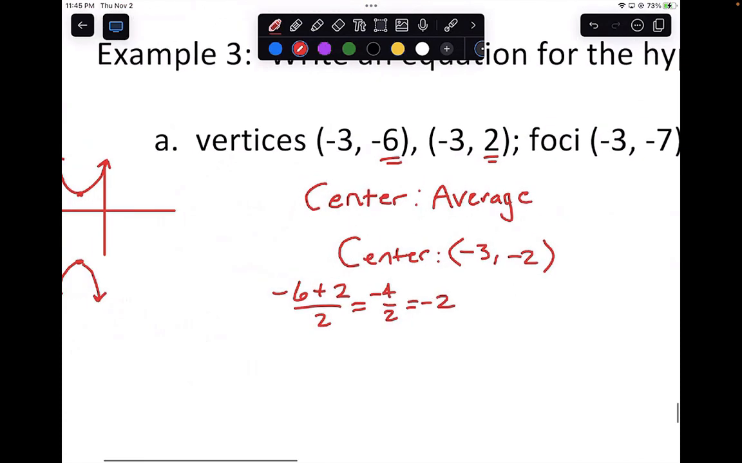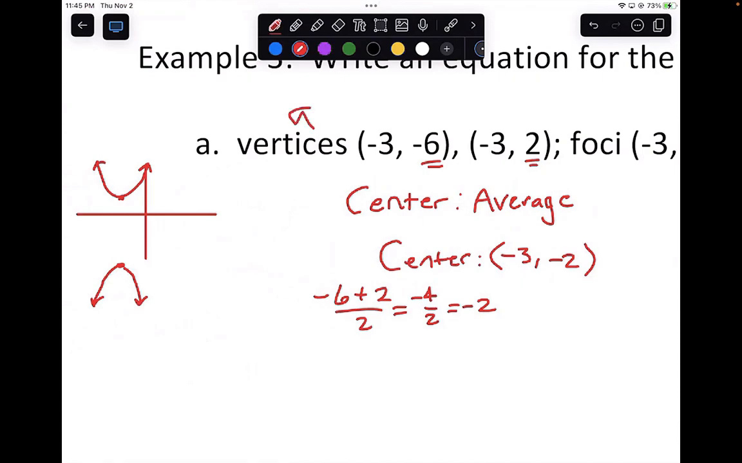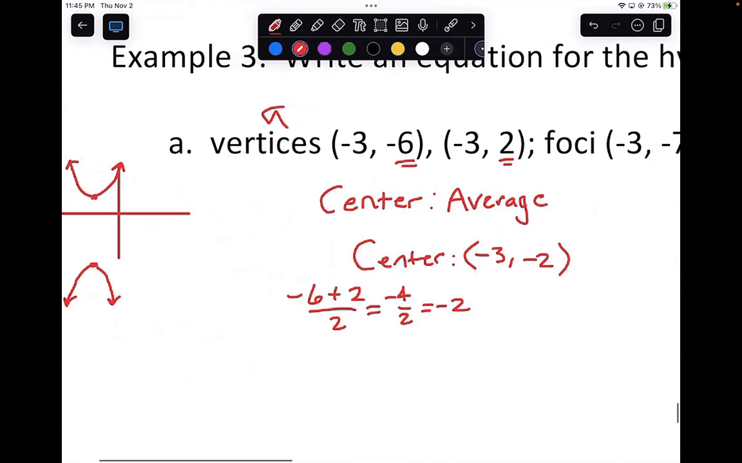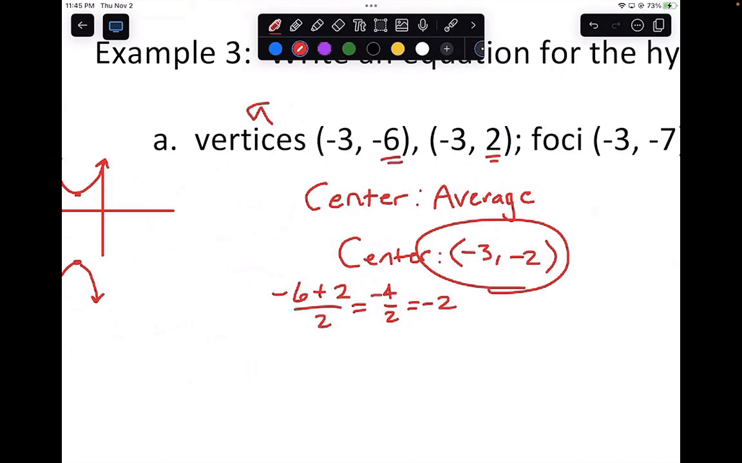Also, your vertices are always going to be tied into the A value, which should help you find A. So if you take the distance from -3, -2 to that point right there, it doesn't matter which one you choose, but if you take the +2 and then subtract -2 right there, this will get you your A value, which is 4 units away.